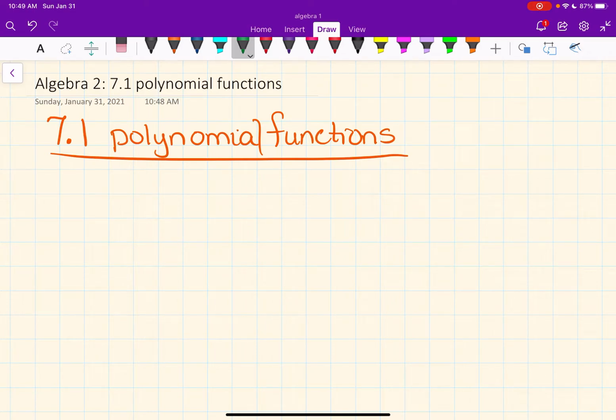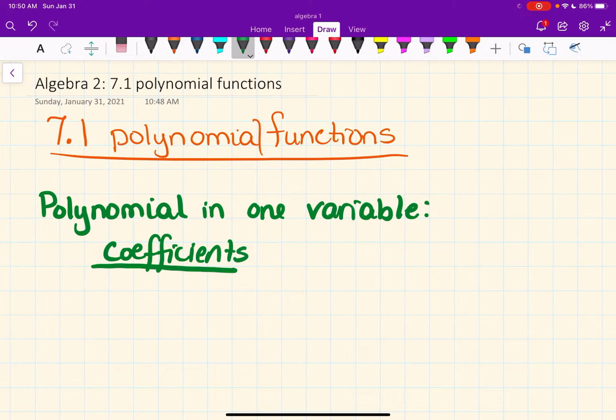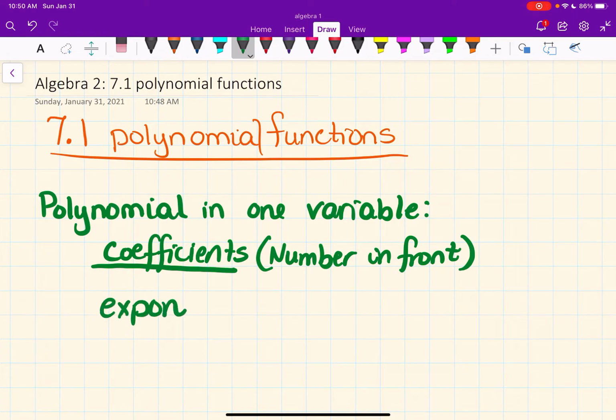So the first one says, the first blank is coefficients. The coefficients, remember, are the numbers out front. So if you want to put this, the big number in front. Okay, coefficients are real, and the exponents are positive integers. Exponents are positive integers.